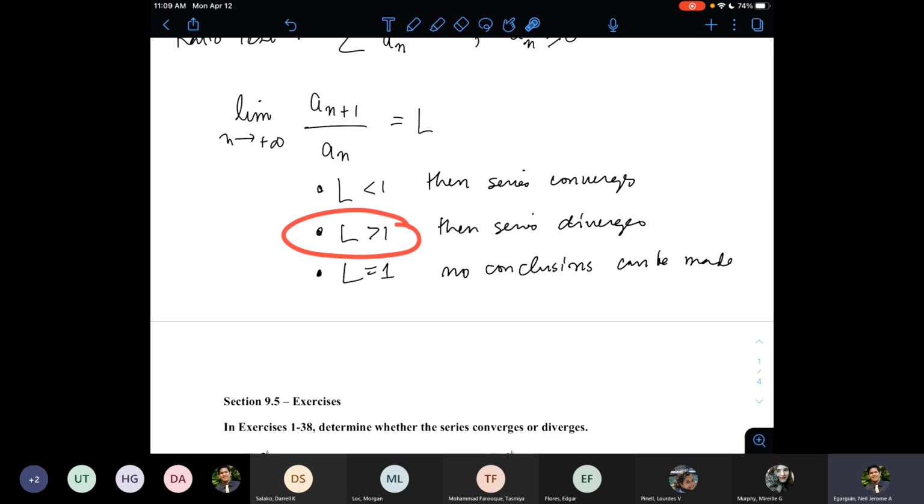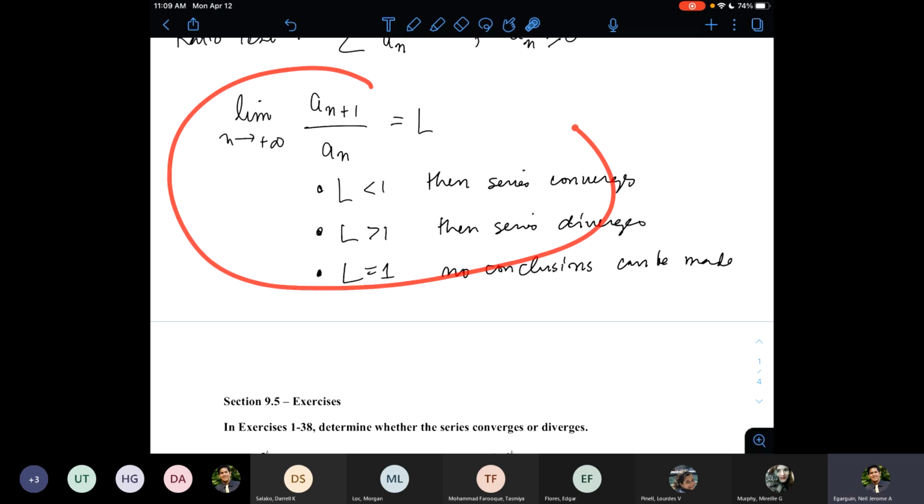If the limit is greater than 1, that means that the terms in the series will continue to increase. And if the terms in the summation keep on increasing, then we do not expect to get a finite sum, right? So that's why we say that the series diverges. If the limit in the long run is equal to 1, then that means a sub n plus 1 is almost equal to a sub n for large n. Then there are two possibilities. The series could converge, or it can diverge, right? So hopefully that gives you an intuition about these three cases.